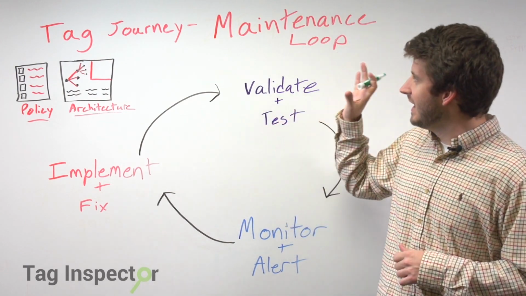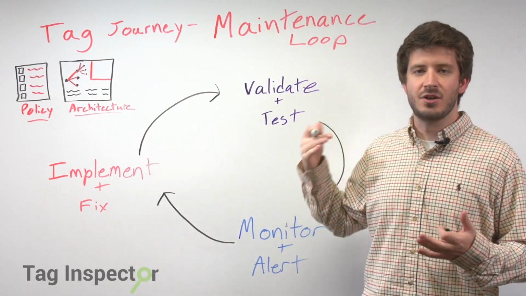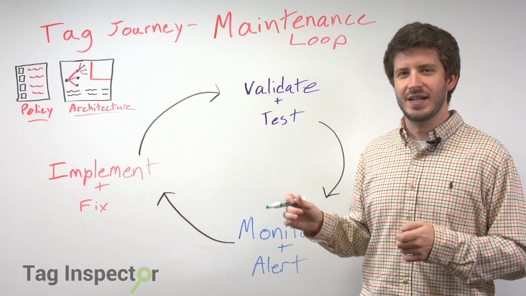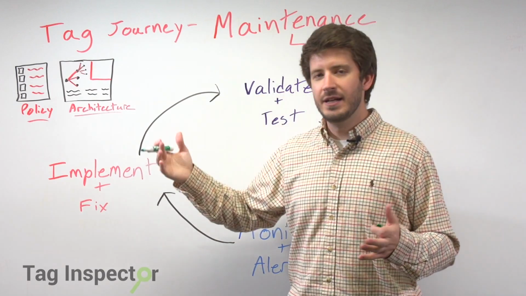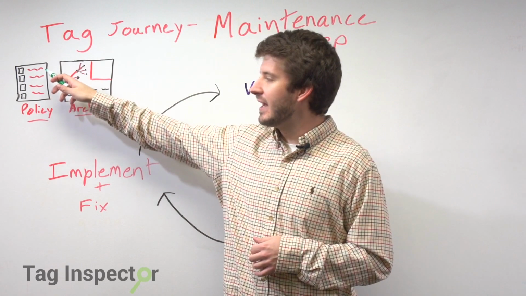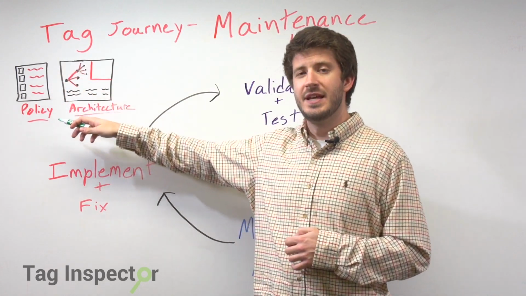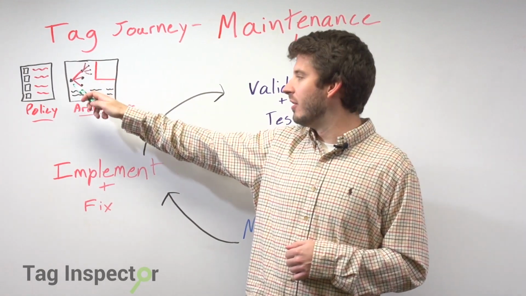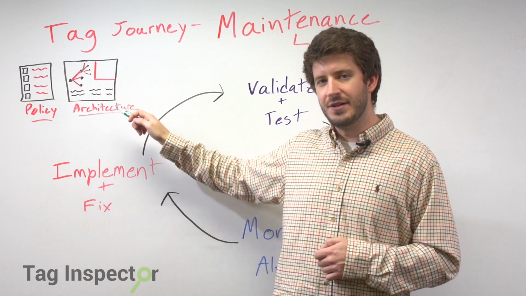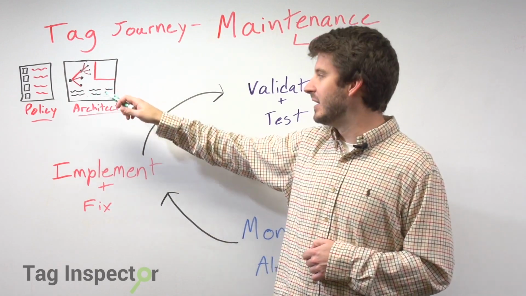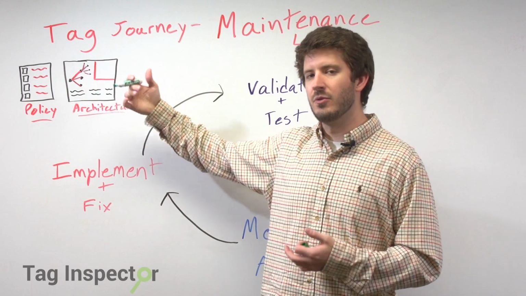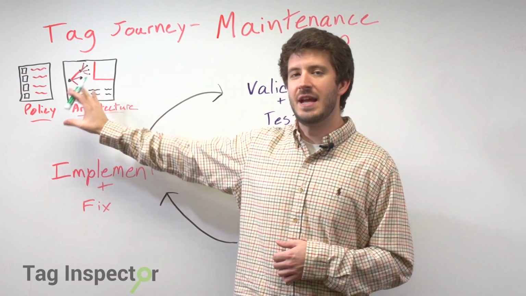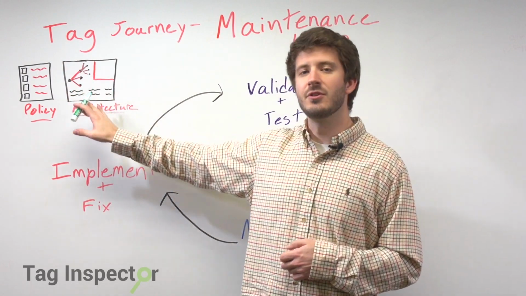So that is the piece that we like to call our maintenance loop, just because like any good journey, it never truly ends. We already have our tag policy, so we have defined what the different tags and platforms should be here. We have our architecture, so how all of the different tags should be loaded, what data points should be collected by each, and where they should be. Should they be on only particular pages, only certain interactions? So we have these two documents, our standards and our rules. This is what everything should look like.